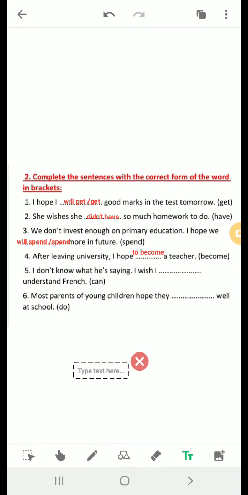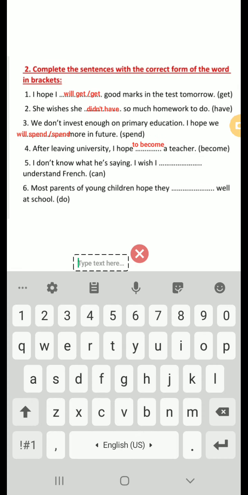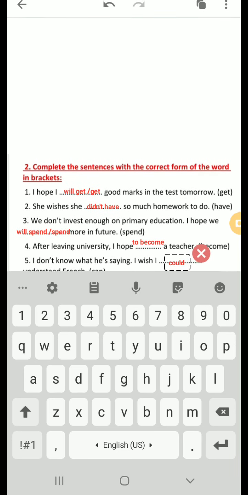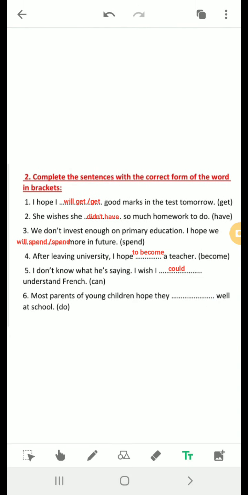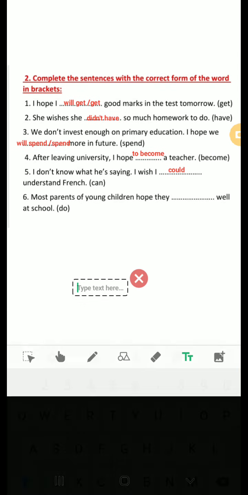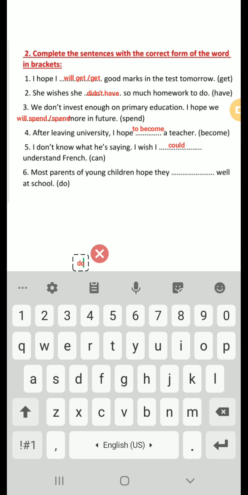And then, I don't know what he's saying. I wish I could understand, from can, past form, could, then understand. So here, I wish I could. Understand is the infinitive. Number 6, most parents of young children hope. After hope here we use subject, so we use future or present simple. Do or will do.